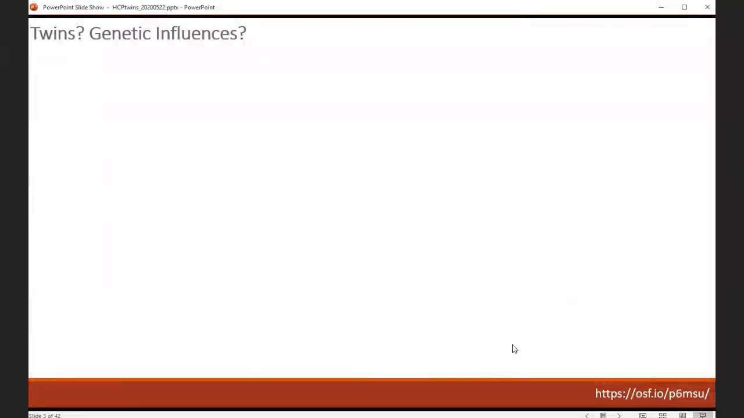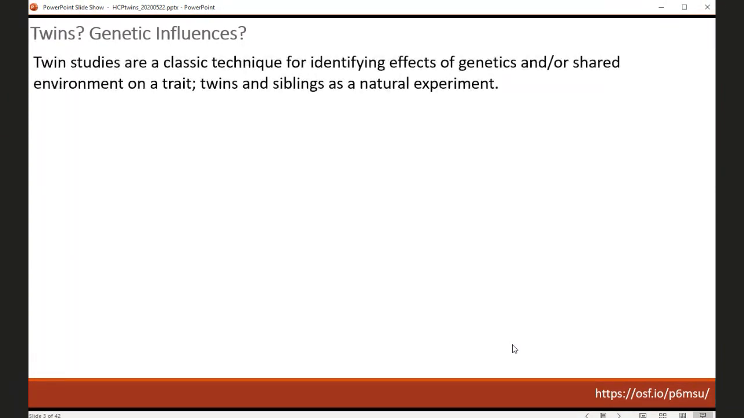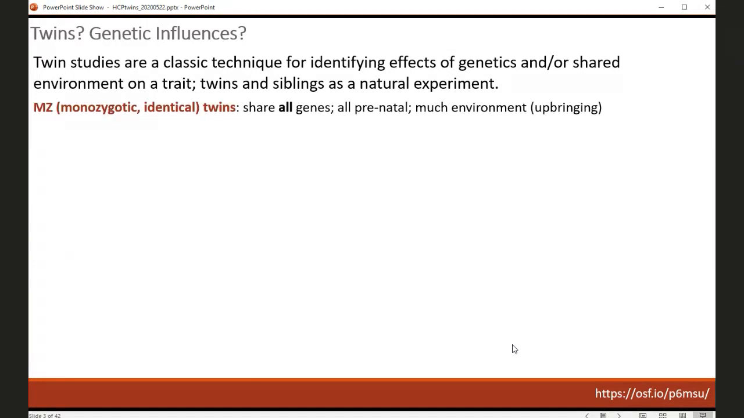Okay, so getting to it, the twins, genetic influences. That's a little bit different than what other people have talked about, but twin studies are a very classic technique. It's not anything new. It's kind of treating the twins and siblings as a natural experiment to try to see what the genetic influence might be. And this works because MZ twins, monozygotic, identical twins, share basically all of the genes and all of the prenatal environment, of course, because they're in the same womb, and then a lot of the upbringing, a lot of the environment.